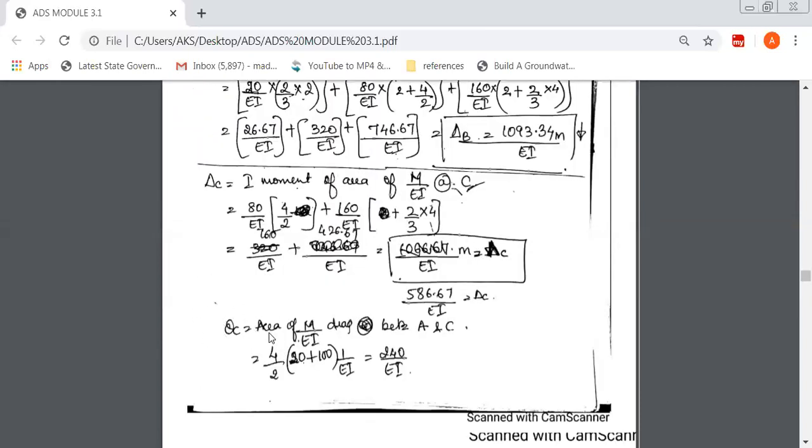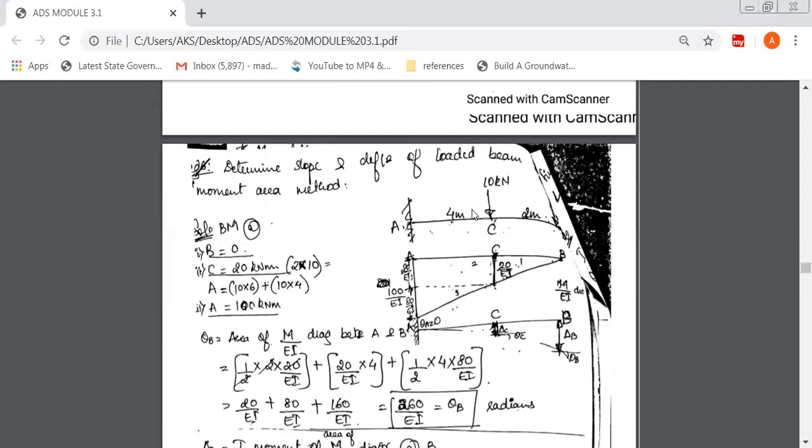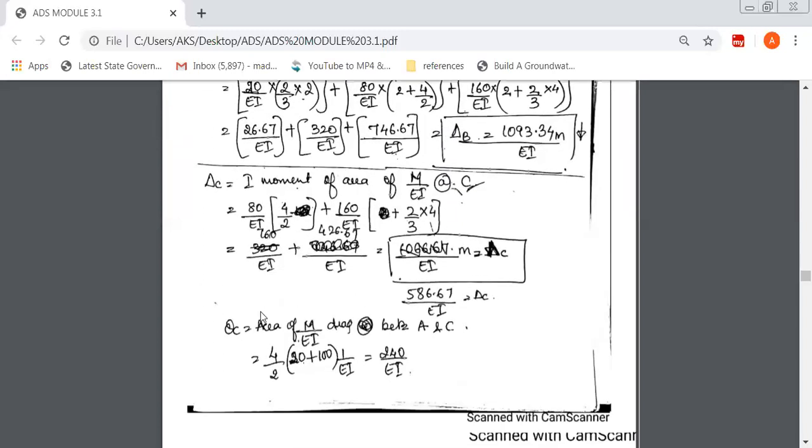So theta C is nothing but, again, area of the M over EI diagram. Now pay attention. See here, this is theta C, area of the M over EI diagram between A and C. See, it is at C point. So in AC, you have to take only the AC span. In the AC span, if you check it out, there is only a rectangle and a triangle. So you have to consider only the rectangle and triangle, that is second quantity and third quantity. We have marked here second and third because we are finding only at AC. In the AC span, there are only two areas.